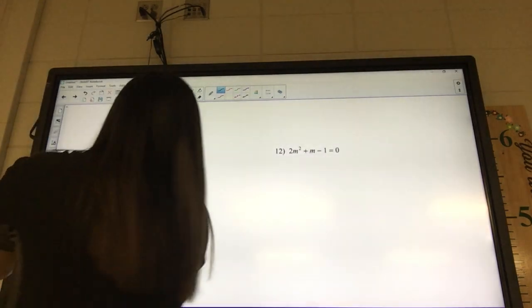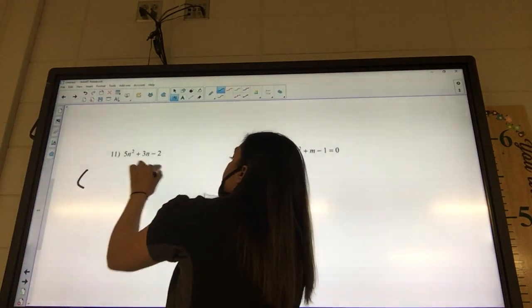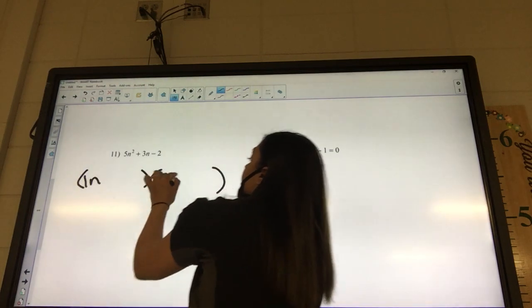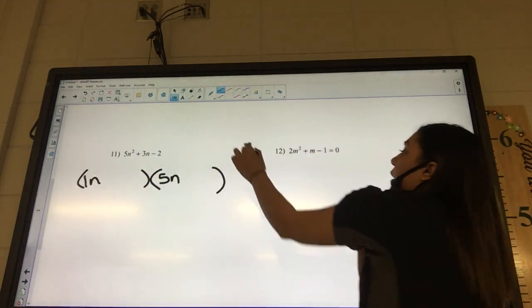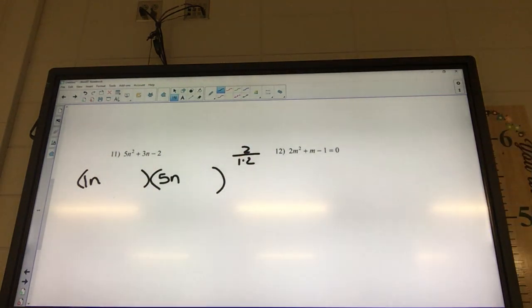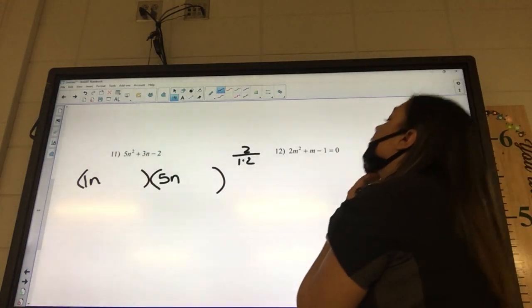Okay, look at 11. Draw your parentheses. We can fill in 1 and 5, N and N. And then our last one is 2. So it's going to be a 1 and a 2. What order do you want to do? 1 then 2 or 2 then 1? 1 then 2.